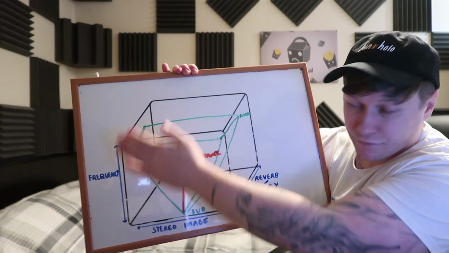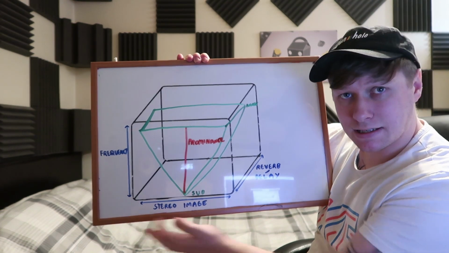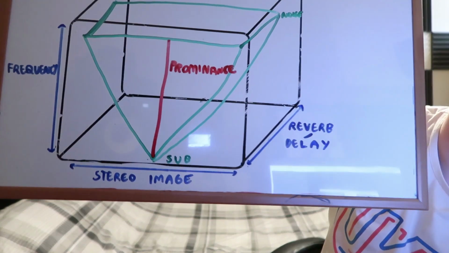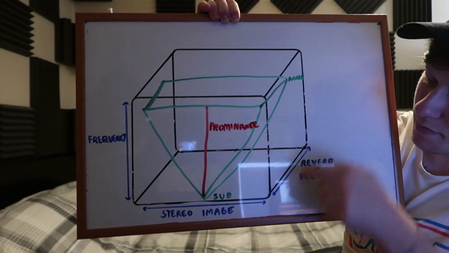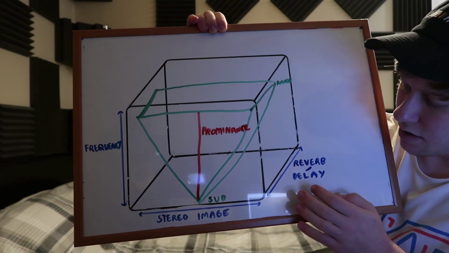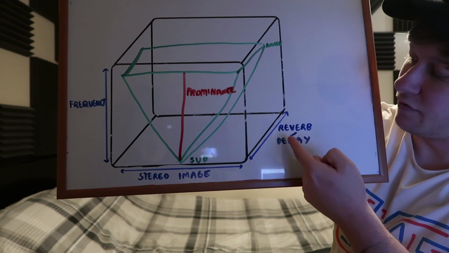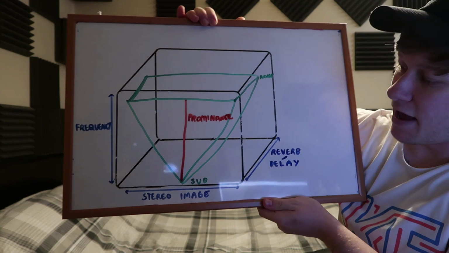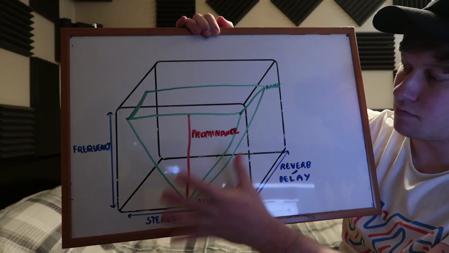Our x-axis, our vertical axis, represents the frequency. Y-axis is stereo image. I don't know if you can read that, but yeah, that's stereo image. And then our depth axis, our z-axis, is the depth of the mix, and that can be manipulated with reverb and delay and things like that. And then this green pyramid thing here, I don't know if you can see it, is where I position my elements.